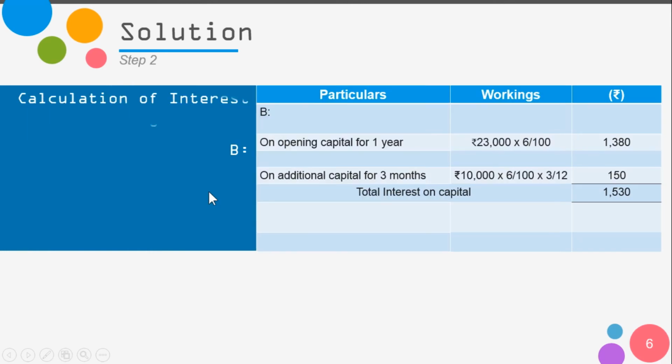Let's see for B how it's done. For B as well, on the opening capital for 1 year, the interest on capital is 1380, as the opening capital is the same 23,000 for the entire year at the rate 6% per annum. On additional capital of rupees 10,000 which B introduced on 1st Jan, that is being utilized for 3 months in the current year at the rate 6% per annum, the interest is 150 rupees. So total interest on capital comes to 1530. So that's how we calculate interest on capital when closing capital is given to us. First we calculate the opening capital and then we go about calculating the interest.